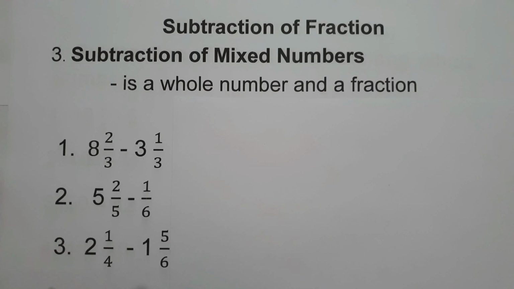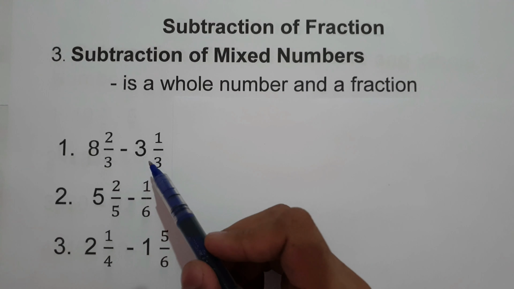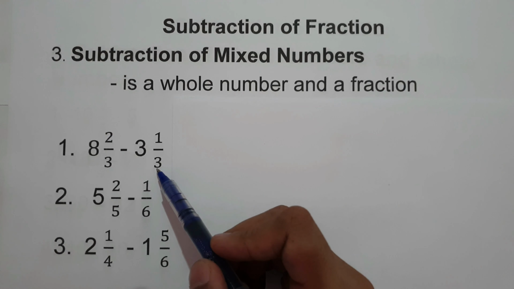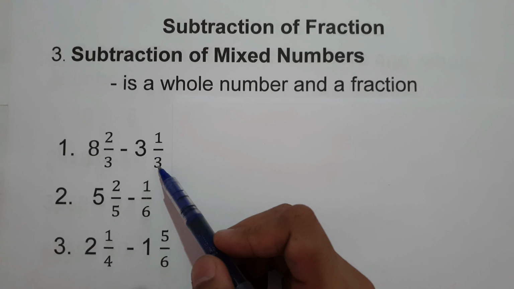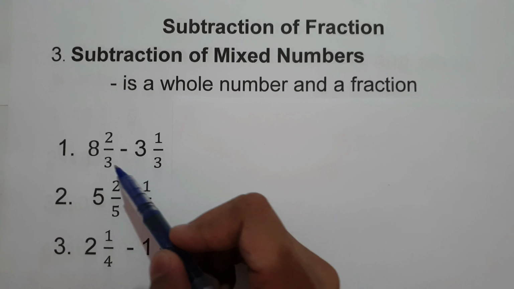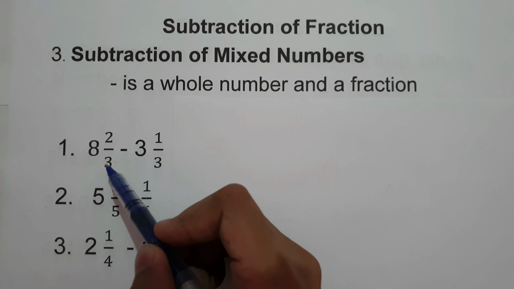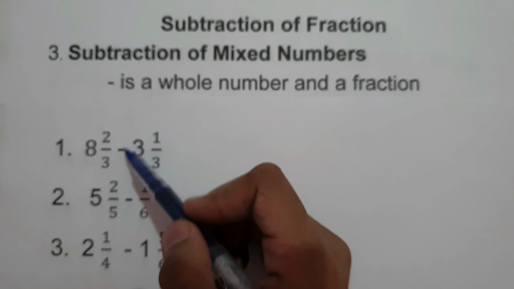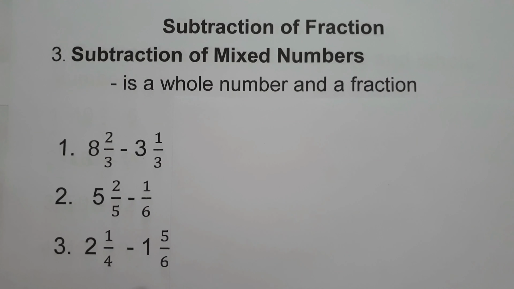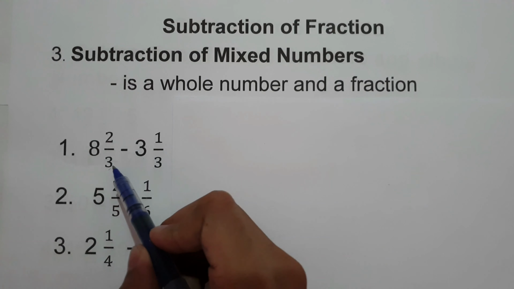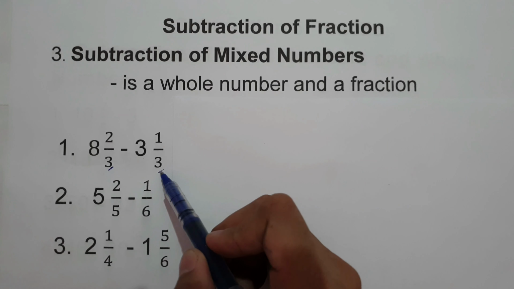Or, you can subtract 8 minus 3, if the minuend is greater than the subtrahend. But if the subtrahend is greater than the minuend, you're going to change the mixed number into an improper fraction. In our case, the minuend is greater than the subtrahend.